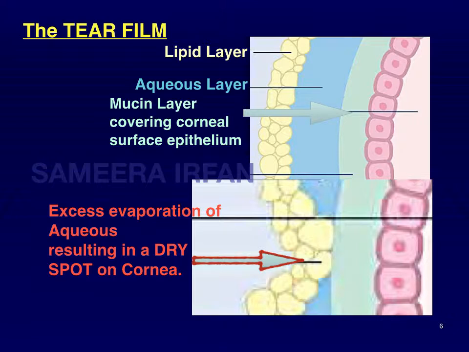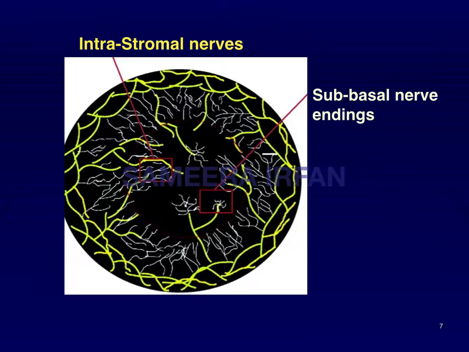The cornea is richly supplied by nerves. In fact, the cornea has the richest nerve supply of the whole body. There are 2 million non-myelinated nerve endings in the cornea, which are present as intrastromal nerves and as subbasal nerve endings. Because of this extremely rich nerve supply, the cornea becomes a very sensitive structure, and this serves as a very important protective function for the cornea.